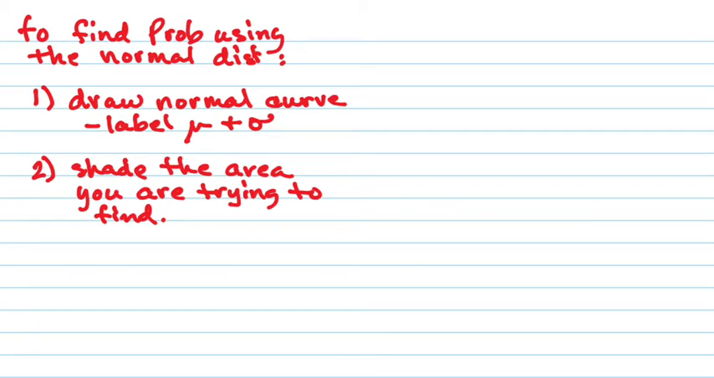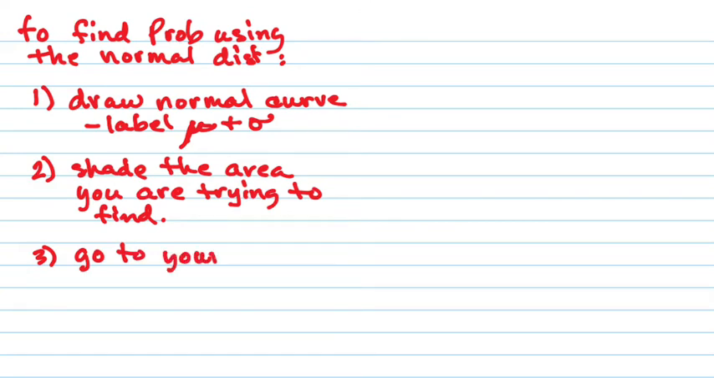What does it say? So label mu and sigma. How do you spell the first one? Mu, mu. Okay? All right.